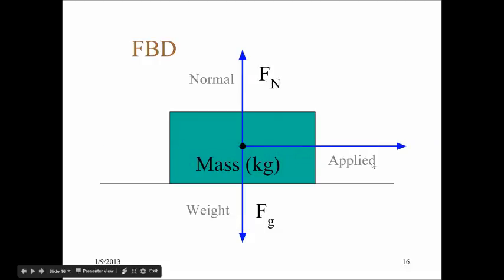If you happen to have an applied force, you would also show that from the center of the mass, labeled F sub A to mean applied. You could be more specific on that. It could be the force of the boy or the force of the motor or something like that, but we're just going to call it an applied force. And then if there happens to be friction, that's going to go in the opposite direction, and we'll label that as F sub F. So those are all the forces on this mass.